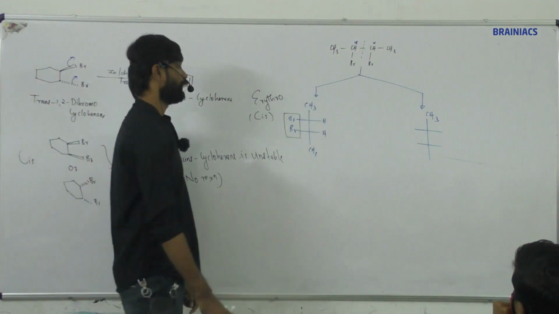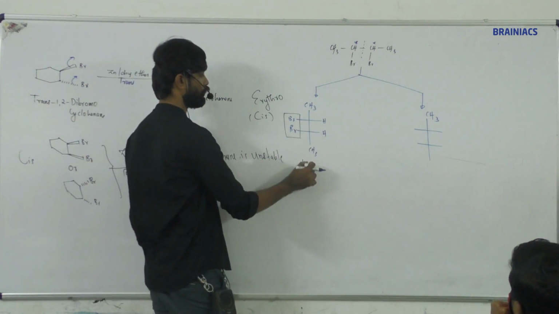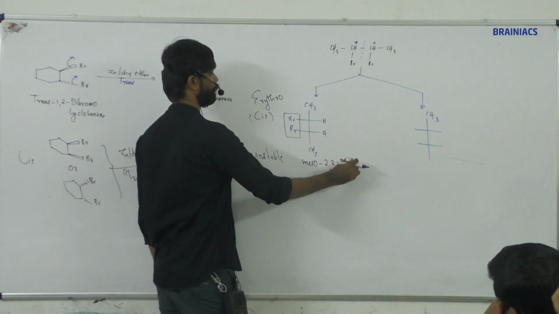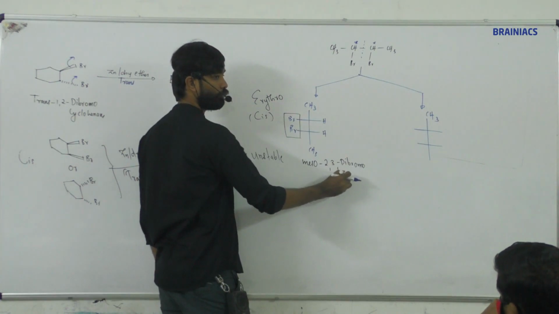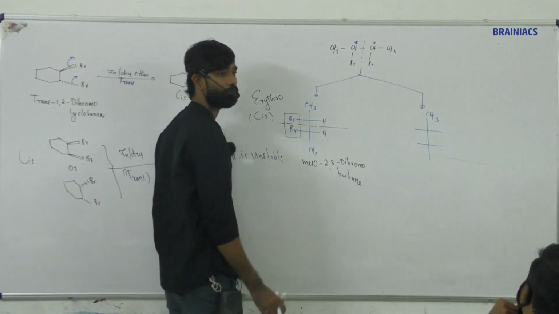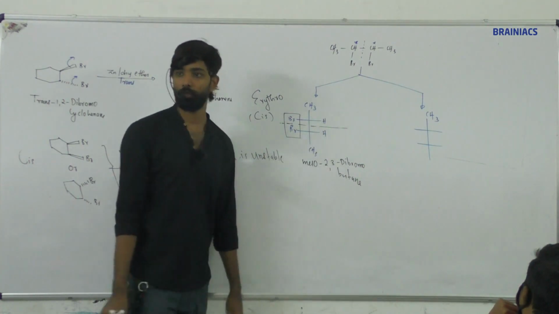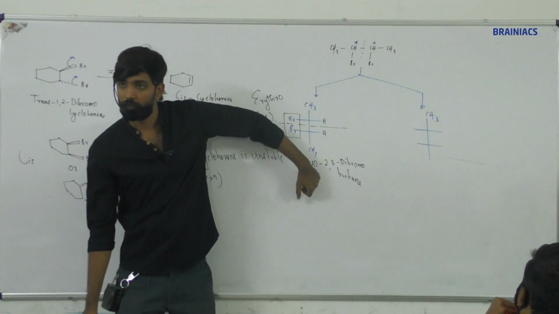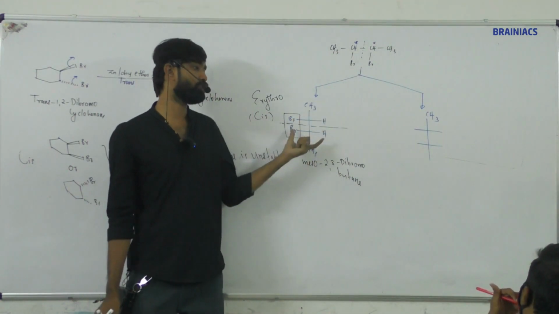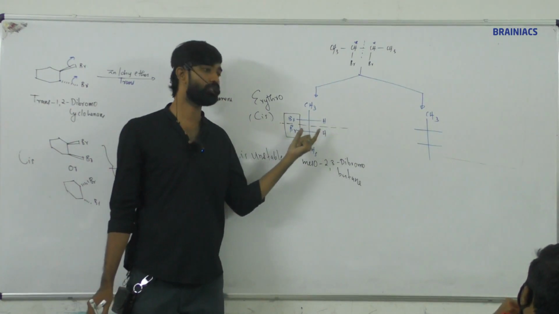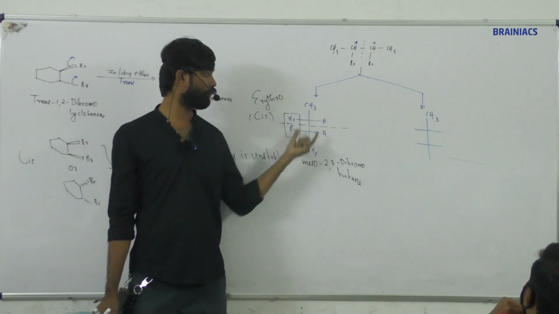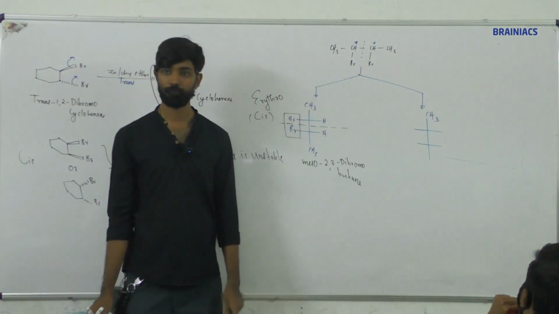Okay. And this is actually meso 2,3-dibromobutane. Meso form. I think you are familiar with the meso form. Meso form means a form with a plane of symmetry. There is a plane of symmetry. This is simply 2,3-dibromobutane, but this form is said to be meso. Why? Due to internal compensation, its optical activity will be lost. It has a plane of symmetry in this plane. The upper and lower halves are the same. So this molecule is said to be meso. Okay?